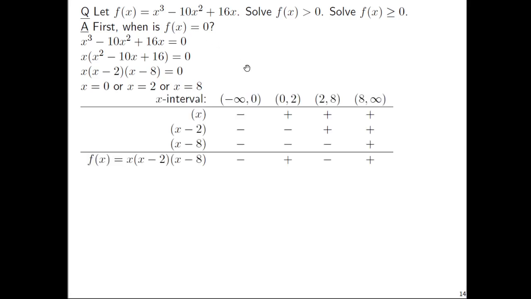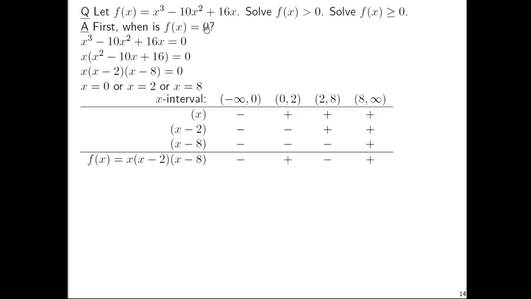Now we can go back to the inequality. To talk about f of x greater than 0, or f of x greater than or equal to 0, we need this sign chart. So without going through all the details this time, imagine it, visualize it. 0, 2, and 8 are the places on the number line where y is equal to 0. Then we've created x intervals of negative infinity to 0, 0 to 2, 2 to 8, and 8 to infinity.